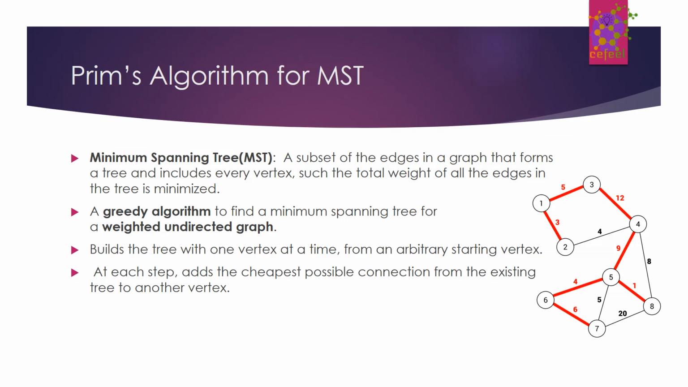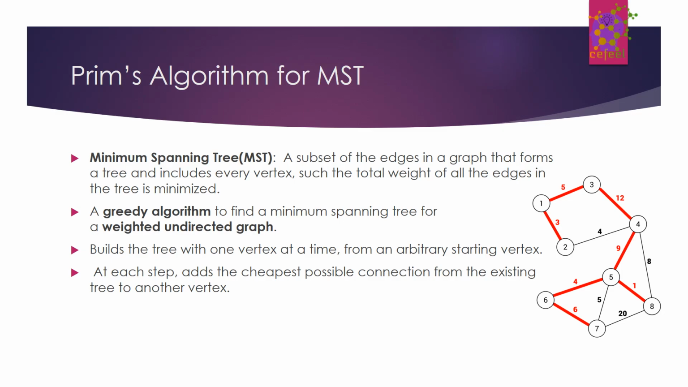So let's see what a minimum spanning tree is first. A spanning tree is a subset of edges of a graph that forms a tree, and it includes every vertex of the original graph in such a way that the total weight of all the edges of the tree is minimized. So if we add up all the weights of the edges in the tree, we should get the minimum value.